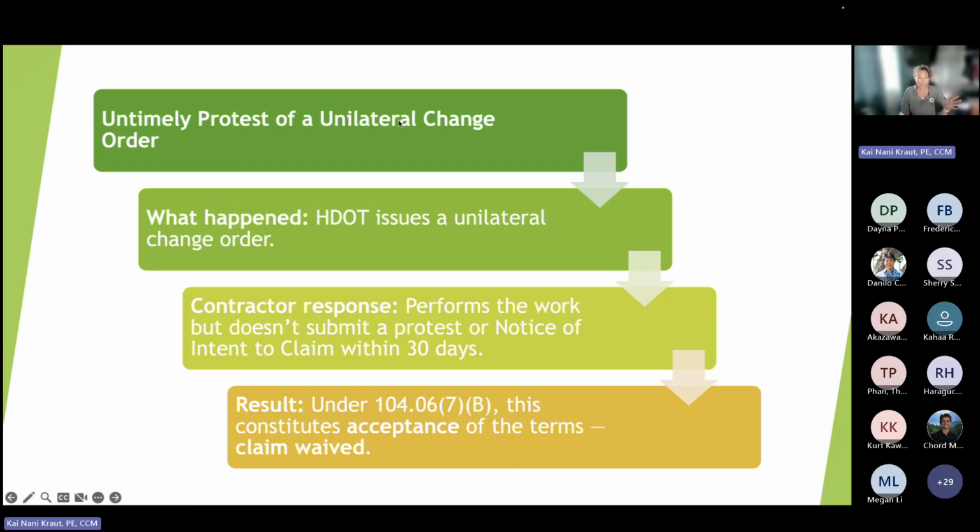Okay, so untimely protest of unilateral change. What happened? DOT issued a unilateral change order. Contractor performs the work but doesn't submit a protest or a notification of claim within 30 days. Under the requirement, this constitutes acceptance of the terms and their claim is waived. So again, when we talked at the very beginning, if they proceed with work and they don't follow the process, in 104.06.7b, they have accepted the terms. I know that's something I don't usually do, but after studying all this, I'm going to.